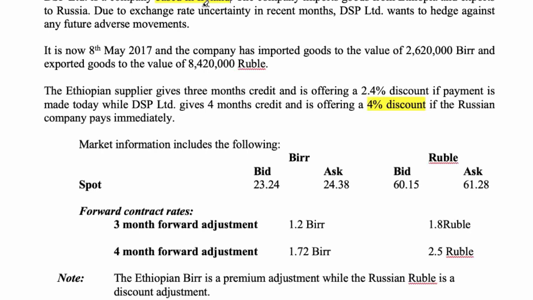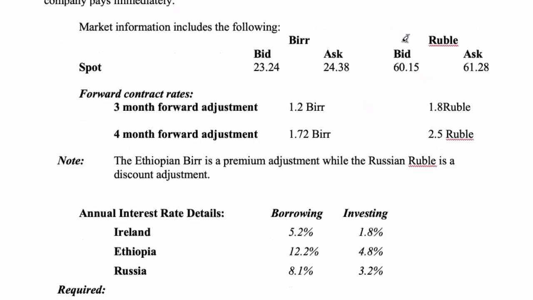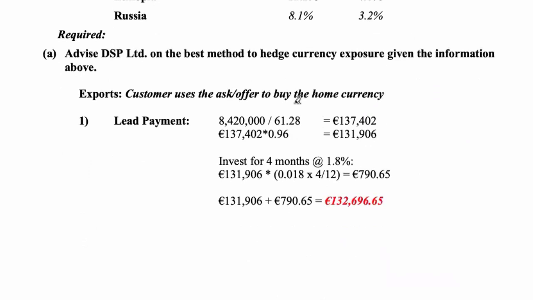So the exporter will always use the ask or the offer. Okay, so now that we have that, we are going to be using 61.28, and we also have a 4% discount rate if this customer pays immediately. So this is where we're coming from here. If you notice, this is the amount of money that we're receiving. If we convert that by 61.28, which is the current spot rate, this is the euro equivalent that we have.